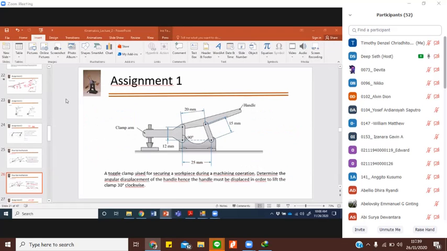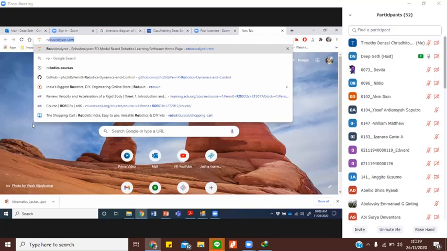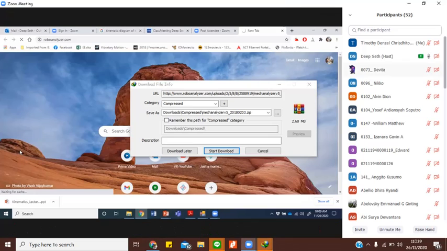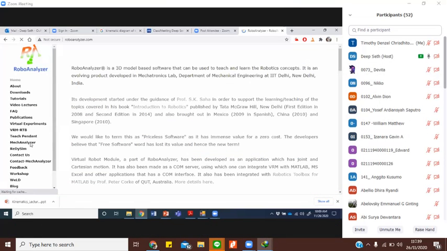Here you will get two or three softwares. Robo Analyzer is one of them. It's for robots. In that you have VRM, RTB, Teach Pendant, Mec Analyzer, and this is for dynamic sim. So click on Mec Analyzer. In this Mec Analyzer, you can download this software. Here you will see different kinds of kinematic linkages and mechanisms. Download the latest version of the software that is available. And if you want some tutorial for this software, there are some tutorials also available there.